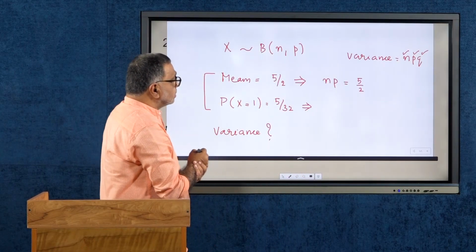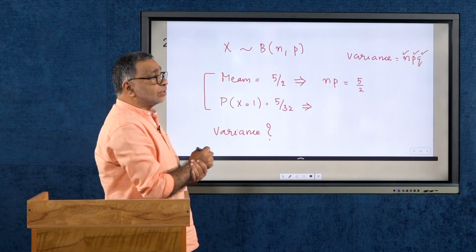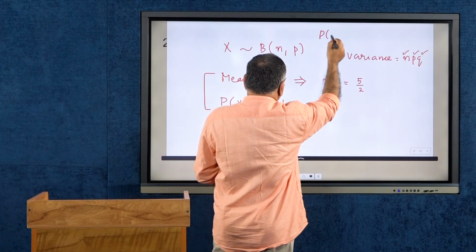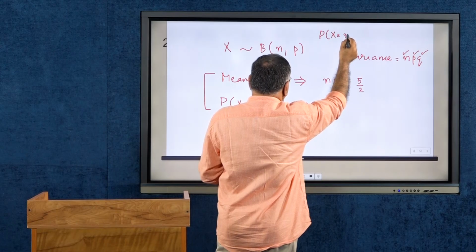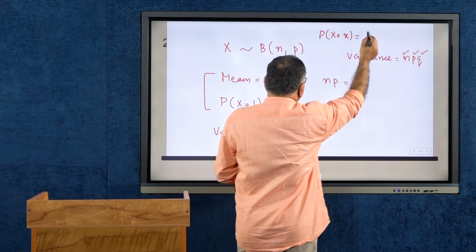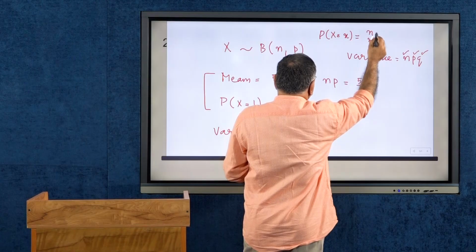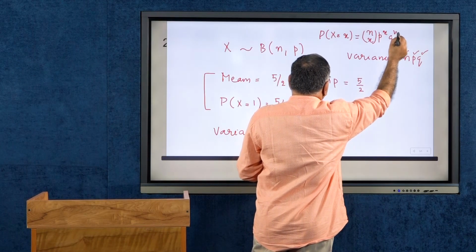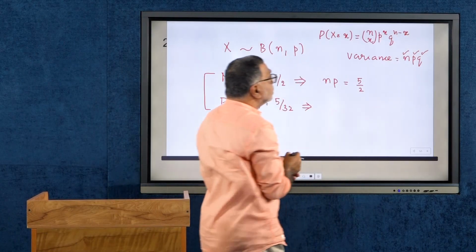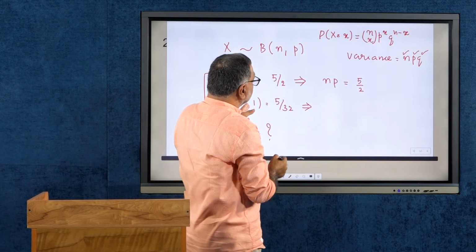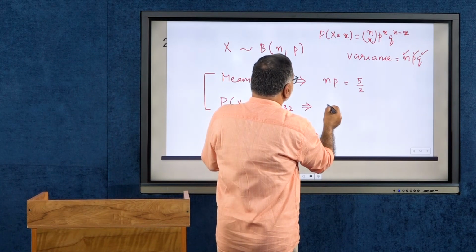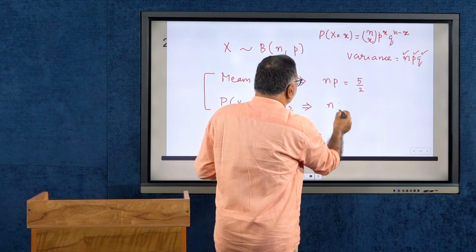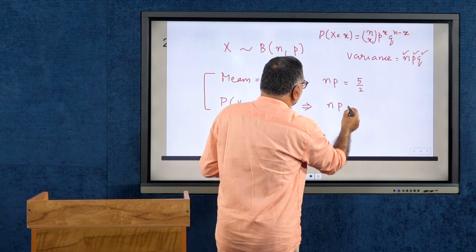Probability of x equal to 1 is equal to 5 divided by 32. And probability of x equal to 1 means probability of x equal to x for a binomial random variable. The general expression is nCx p^x q^(n-x). This is the general expression. So that is probability of x equal to 1, which means nC1, that is n p^1 q^(n-1).